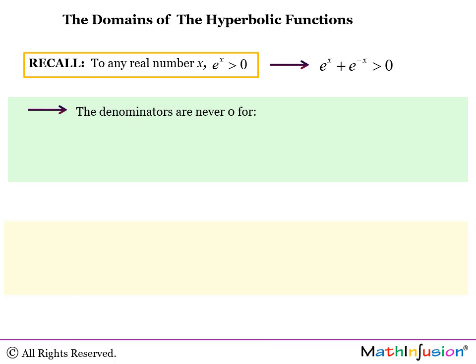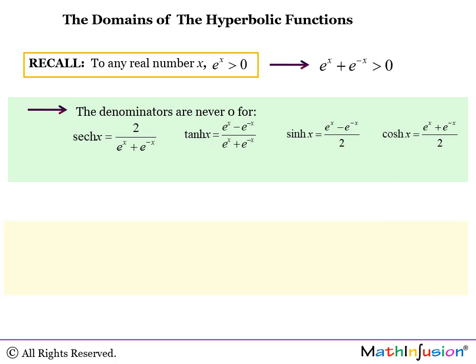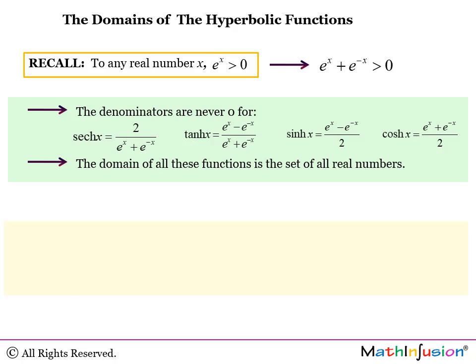And that's why the denominators are never zero for the following hyperbolic functions. For the first two, it is because e to the x plus e to the negative x is never zero. And for the other two, it is because the denominator is 2, which is obviously not 0. And we get that all these functions have a domain which is all real numbers.